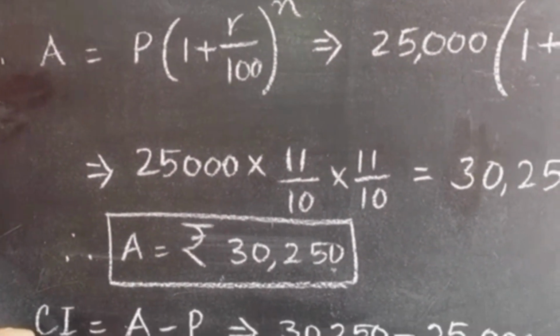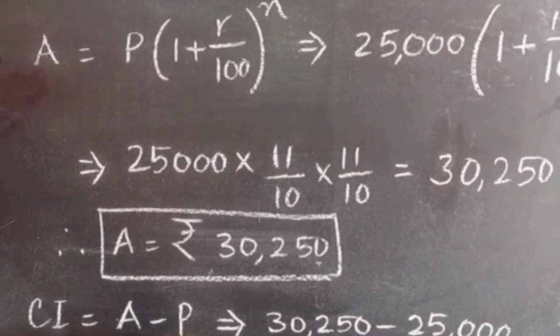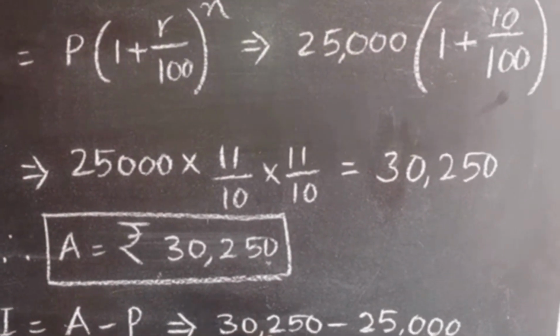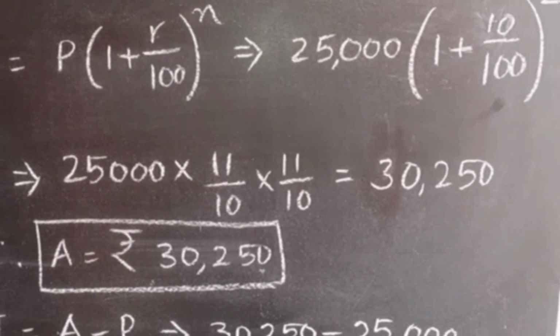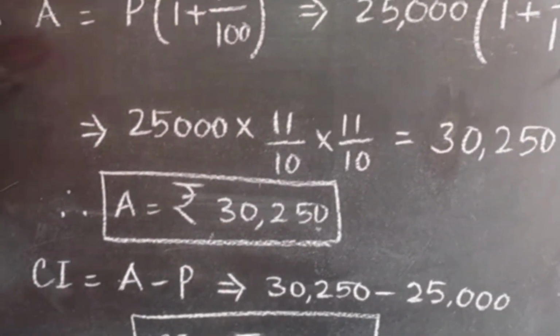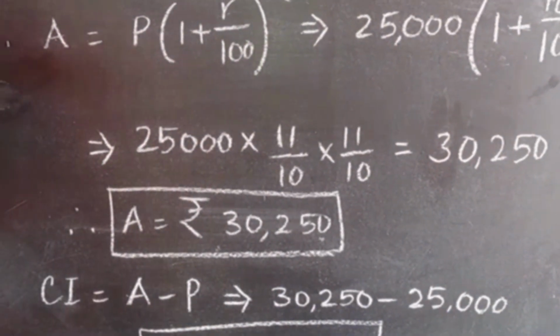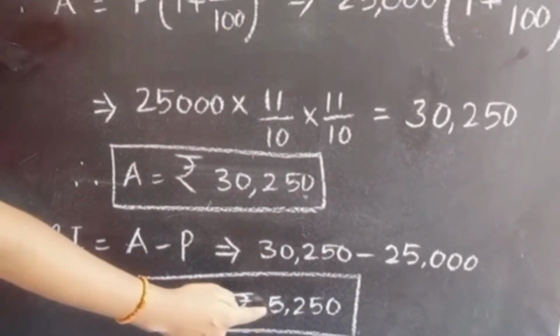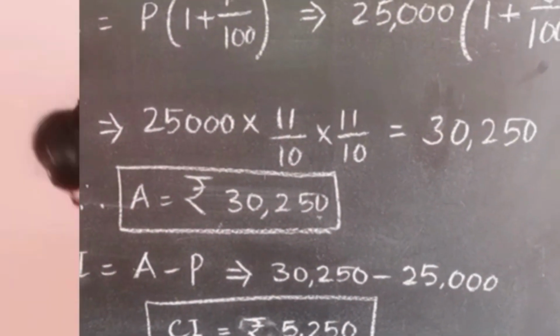Here CI equals amount minus principal. So 30,250 minus 25,000, which gives us 5,250. Therefore, CI equals rupees 5,250.